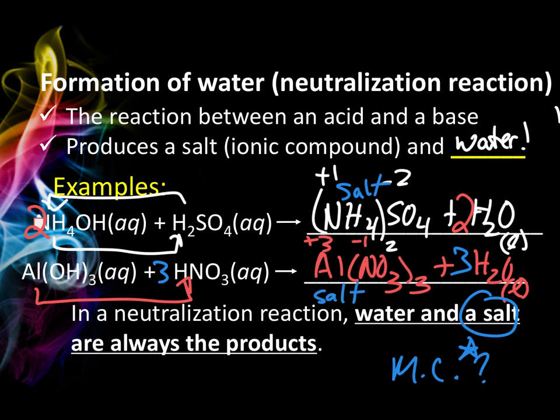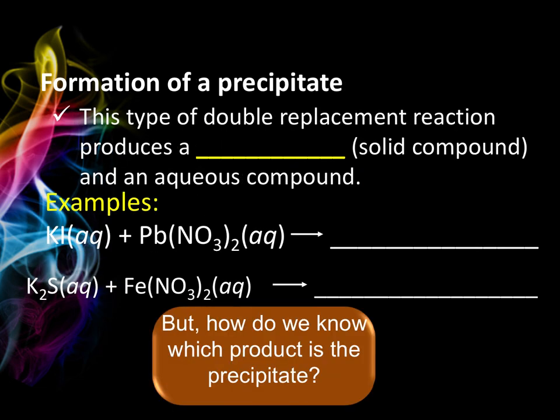All right, those guys are salts. Now, formation of a precipitate. This is where we're going to get to. Double replacement produces a precipitate, a solid compound.